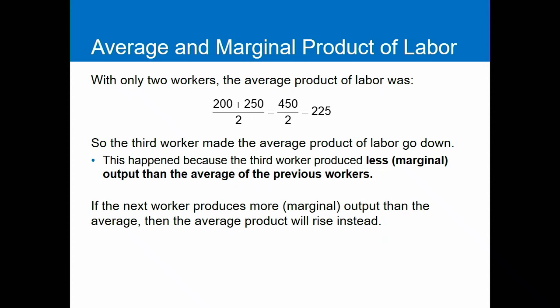When we only had 2 workers, the average product of labor was higher. Because the marginal product of labor in this case was 200 for the first and 250 for the second, the average product of labor was 225 for 2 workers. When we had 3 workers, it was only 183. So it goes down as we add that third.